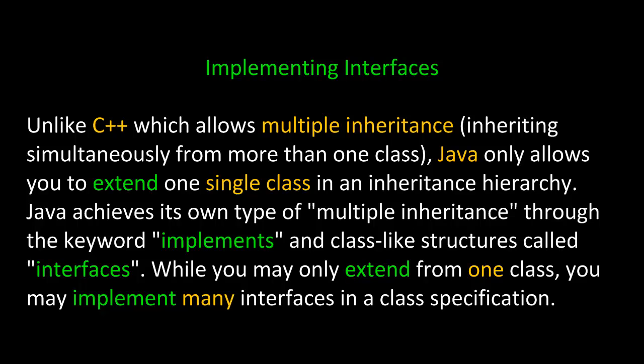This video is about interfaces. Unlike C++, which allows multiple inheritance, that is, inheriting simultaneously from more than one class, Java only allows you to extend one single class in an inheritance hierarchy. Java achieves its own type of multiple inheritance through the keyword implements and class-like structures called interfaces. While you may only extend from one class, you may implement many interfaces in a class specification.